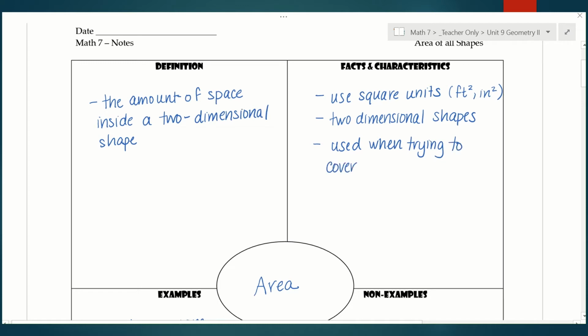So you might be thinking, well, wait a minute, what if I wanted to cover the couch? What if I wanted to buy a couch cover? That is actually called surface area. Okay, so surface area, and we'll get to this later in the unit, is when you're trying to cover a three-dimensional object. So it's possible, it's just not regular area.